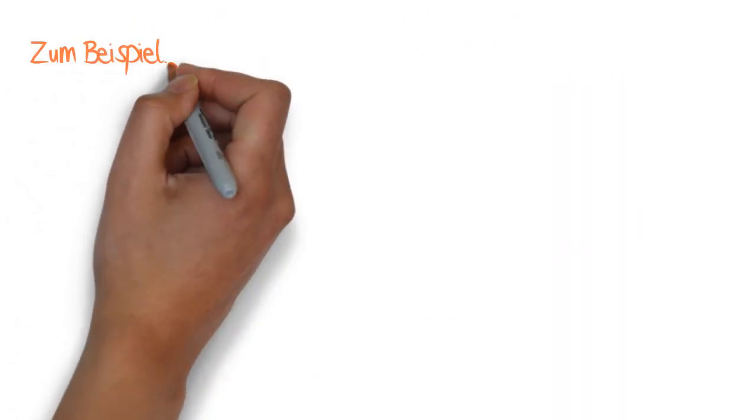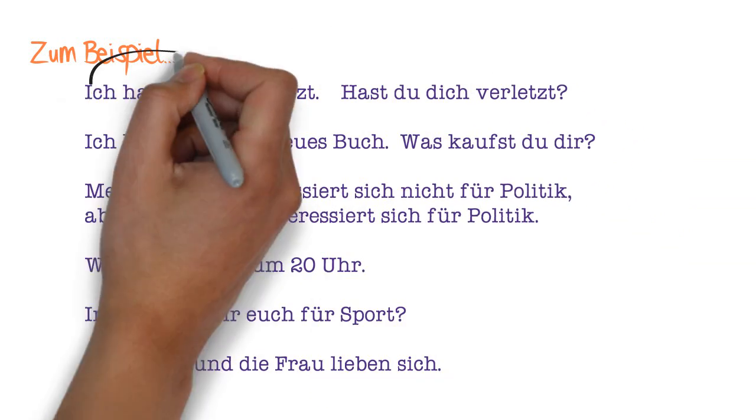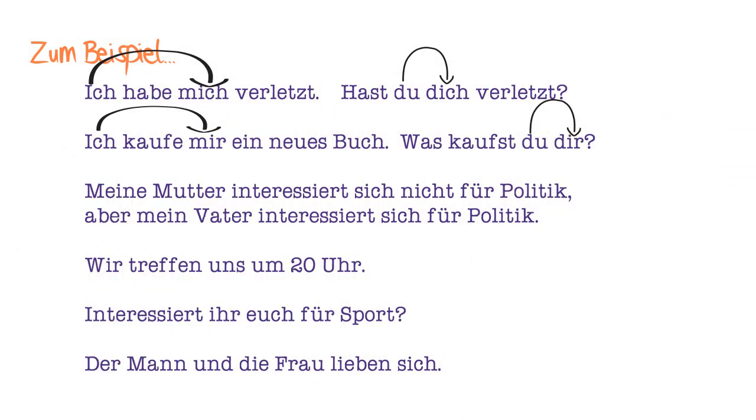Here are some examples of how these look in context. Ich habe mich verletzt. Hast du dich verletzt? Ich kaufe mir ein neues Buch. Was kaufst du dir? Meine Mutter interessiert sich nicht für Politik, aber mein Vater interessiert sich für Politik. Wir treffen uns um 20 Uhr. Interessiert ihr euch für Sport? Der Mann und die Frau lieben sich.